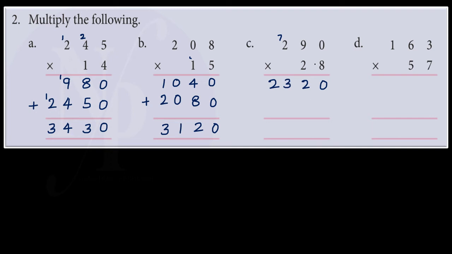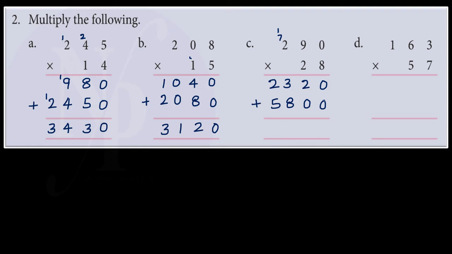And now we multiply 290 by 2. And just before that we should put a 0 here. And now 2 into 0 is 0. 2 nines are 18. 1 is carried forward. 2 twos are 4. 4 plus 1 is 5. 5800. Let's add these numbers.